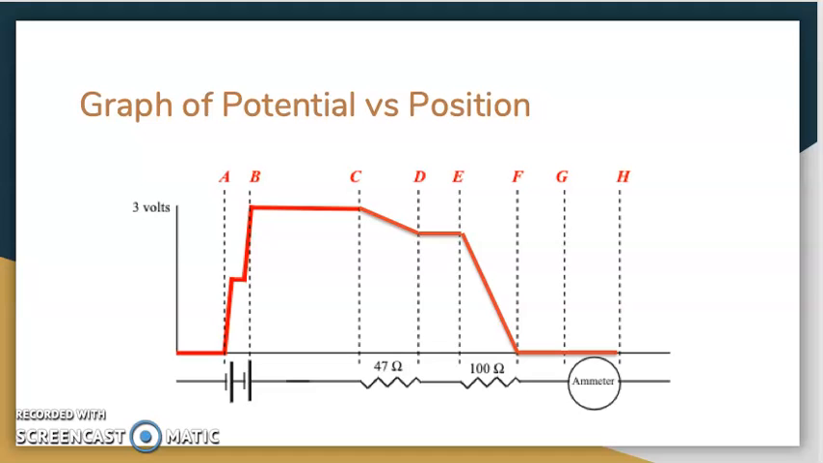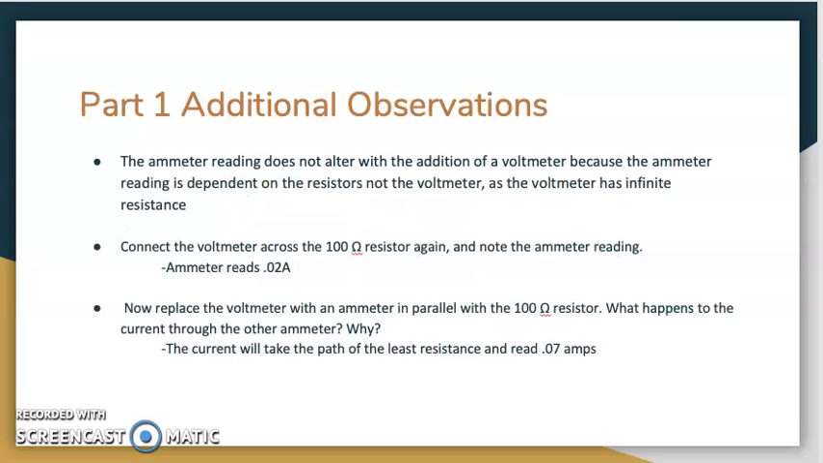Here's a graph that goes through each position as before, and as you can see, when you go through the battery, the potential increases by 1.5 volts per battery. And then as you go on through the graph, you can see that it decreases when it gets to the 47 ohm resistor and decreases further to 0 when it goes through the 100 ohm resistor.